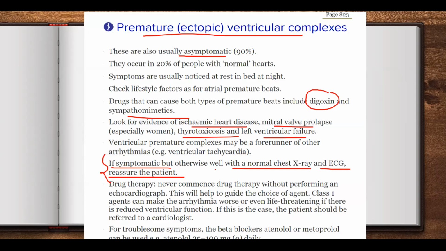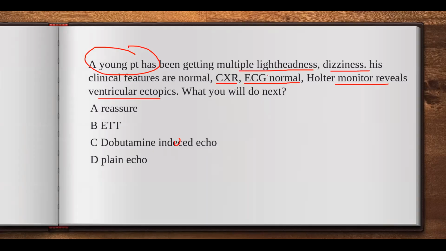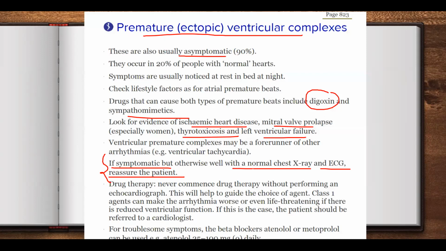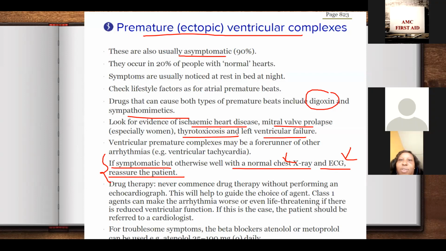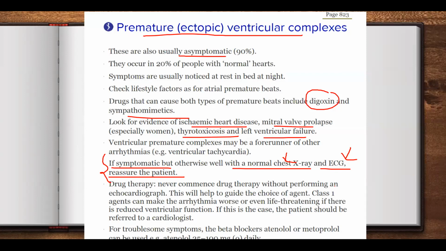Look at this one. Now, have a look at this one. Patient is symptomatic, but normal chest X-ray, normal ECG. What will you do? You will reassure the patient. But you should do a chest X-ray and ECG before you reassure. Okay? Sometimes if you get a middle-aged or elderly patient, then you can think about doing an echocardiogram before reassuring the patient.